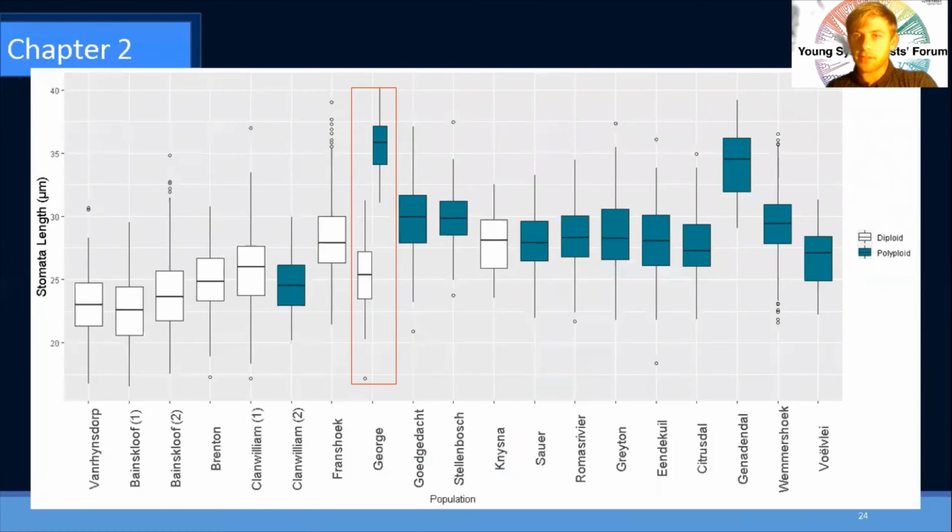Here is stomatal length distribution for each of the populations, the trait that most strongly correlates with ploidy. I want to highlight here on the screen in the red box is George population, which was the only population with a single polyploid sympatrically occurring with diploids. It is also the population with the most clear signal. This population has a unique, possibly derived morphology where tristyly has broken down into semi-homostyly. It could be that the signal is more clear in this sympatric diploid polyploid population if polyploidisation occurred more recently here than in other populations.